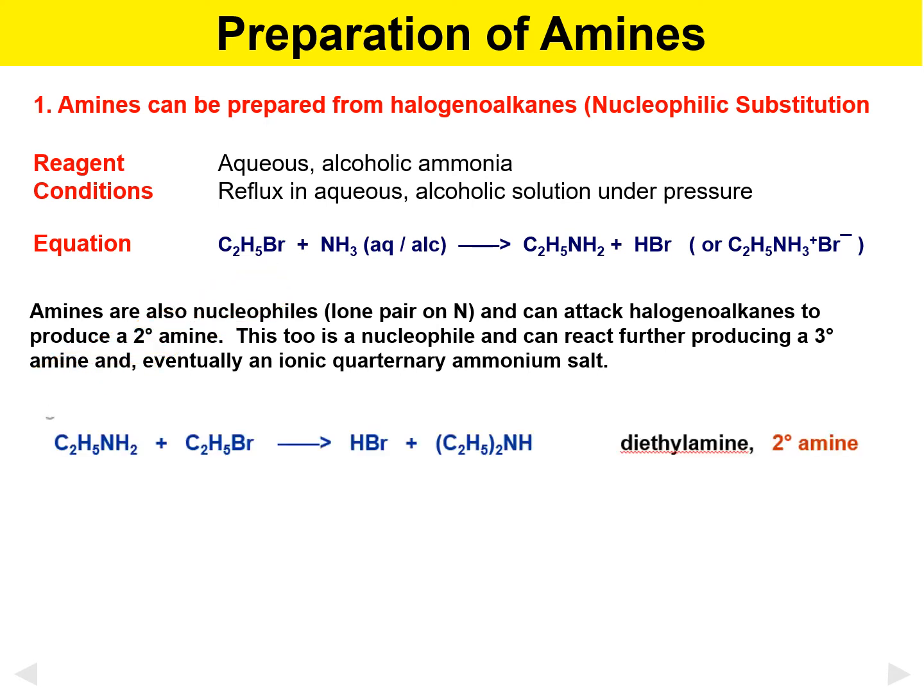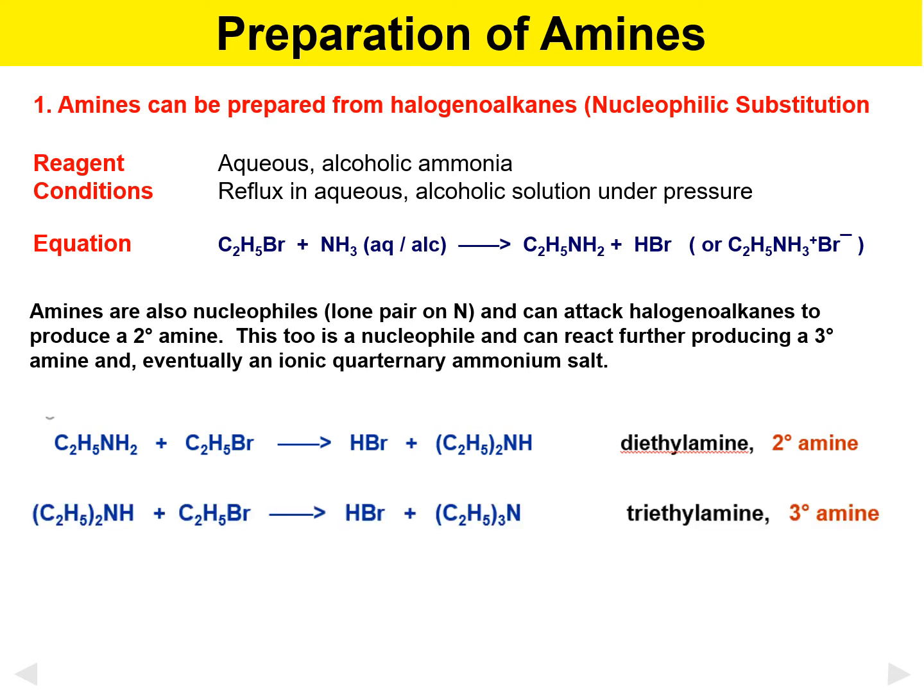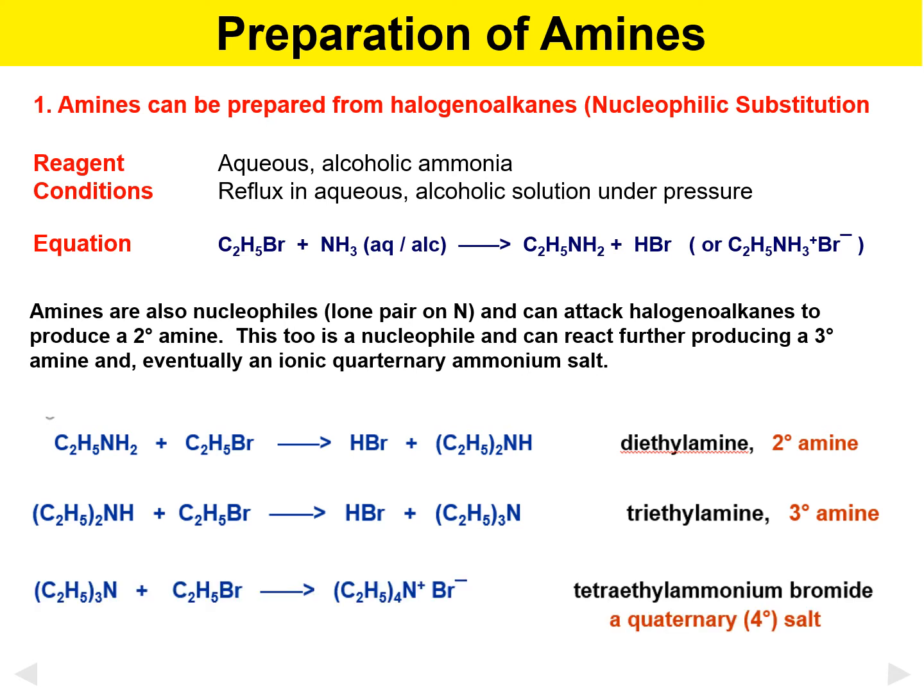The primary amine can then react with another molecule to form a secondary amine, and the secondary amine can go on to react to form a tertiary amine, and finally the tertiary amine can react further to form a quaternary ammonium compound. In many cases, a good yield of a primary amine is obtained if a large excess of ammonia is used.